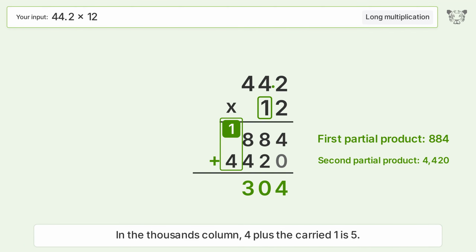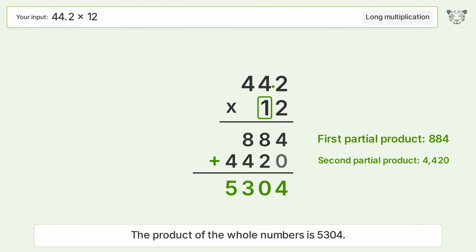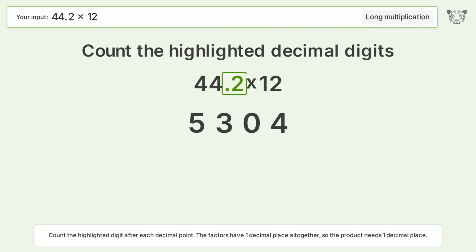In the thousands column, 4 plus the carried 1 is 5. The product of the whole numbers is 5,304. Count the highlighted digit after each decimal point. The factors have one decimal place altogether, so the product needs one decimal place.